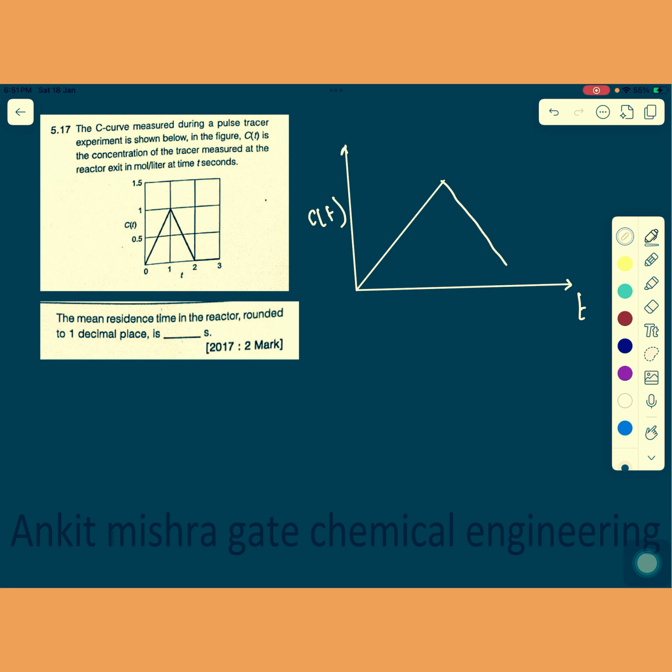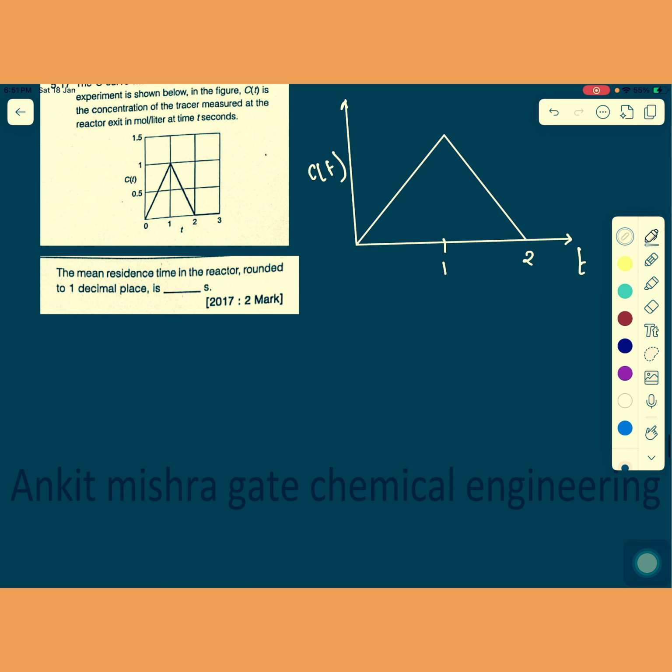There is a triangular kind of shape. So this midpoint is 1, this one is 2, and here you can see the mean residence time in the reactor. You are supposed to calculate the mean residence time. Just try to understand. So what is mean residence time here?